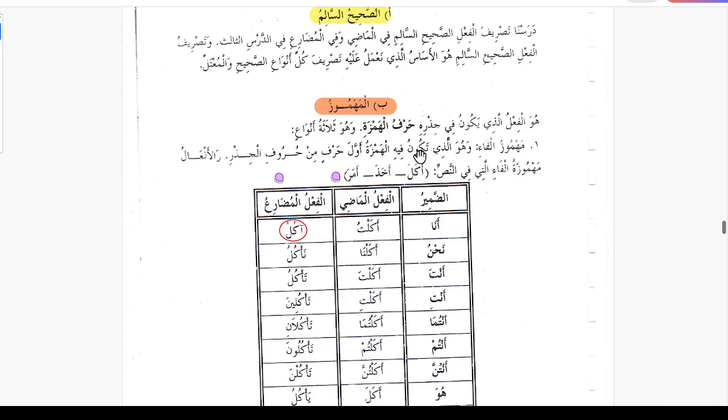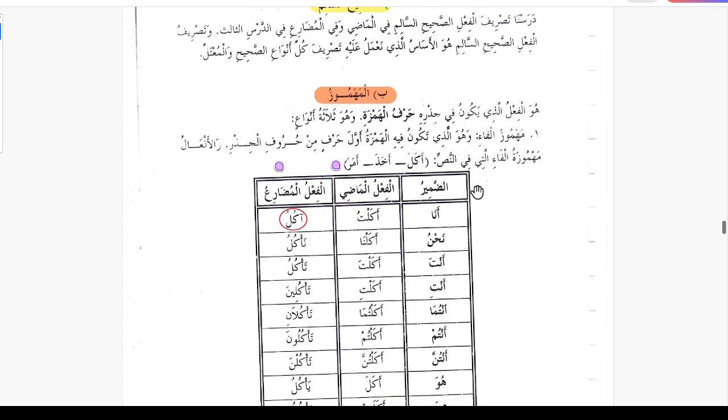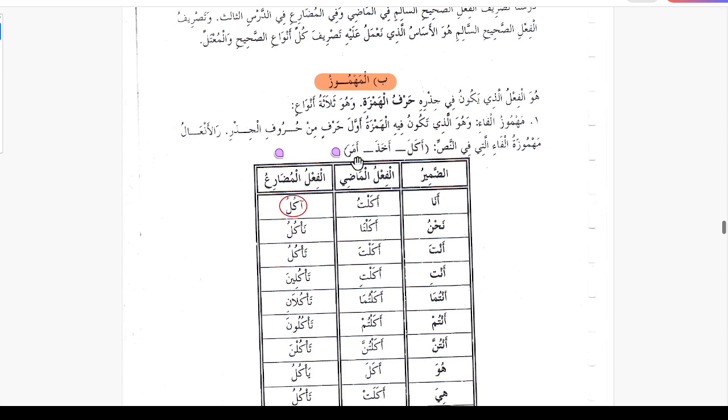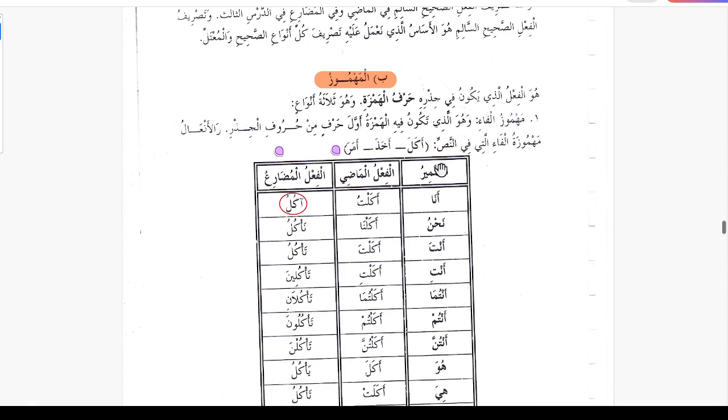So one of the three root letters that has hamza, the fa, the first letter of fa'ala, it has hamza. For example, akala, akhaza, amara, the hamza is the first root letter. Akhaza, hamza. So this is the group we are talking about.